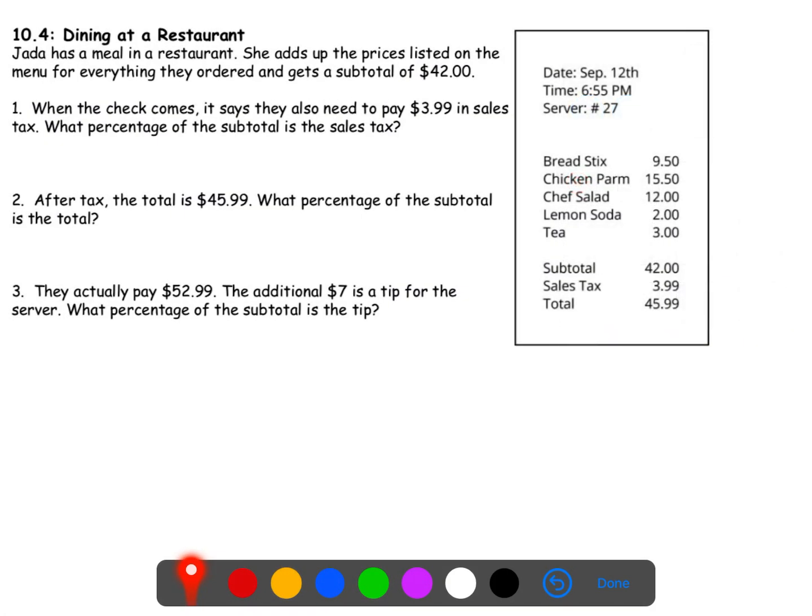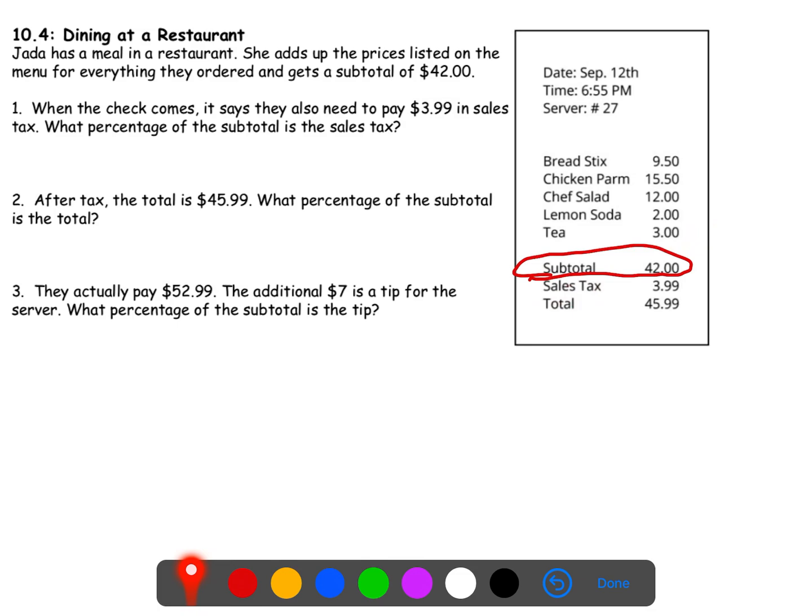Let's continue. So we're dining at a restaurant. Jada has a meal in a restaurant. She adds up the prices listed on the menu for everything they ordered and gets a subtotal of $42, and that's always listed here on the receipt. Okay, so you can see the subtotal is when it adds up every item that you purchased. Now, the thing that's going to change that is going to be tax. So when a check comes, it says that they also need to pay $3.99 in sales tax. What percentage is the subtotal of the sales tax?